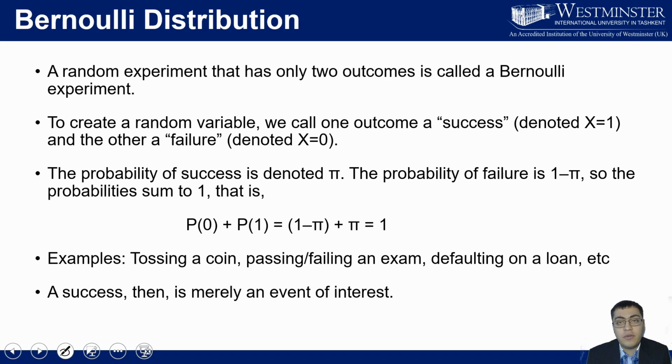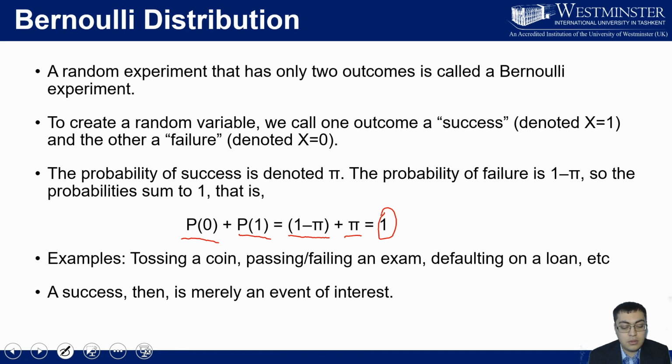The probability of a failure would be exactly the opposite of that. So that's going to be 1 minus pi. And notice that the sum of these two events must equal 1. And as you can see in here, that is the case. So the probability of a failure here is going to be this one over here, 1 minus pi. The probability of the thing that we are interested in is going to be pi over here. If we add up both of these probabilities, it should equal 1.